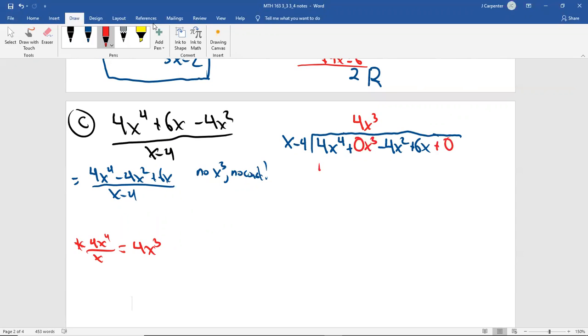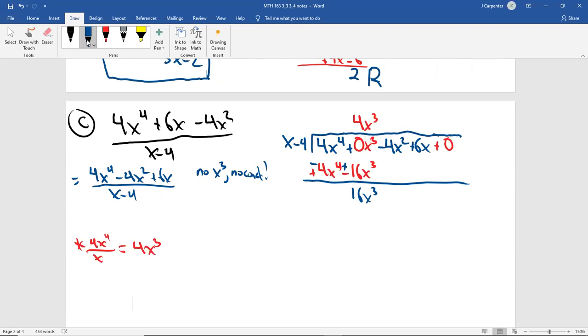4x cubed times x is 4x to the fourth, and that's positive. We know we'll need that sign. 4x cubed times negative 4 is negative 16x cubed. And then we're going to draw the line and switch the signs, because this is us subtracting. So the first ones will cancel as they should. Then 0 plus 16x cubed will be 16x cubed.